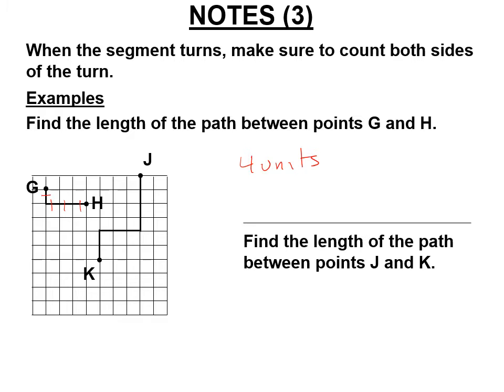Okay, now what is the distance between J and K? So 1 box, 2 boxes. We turn the corner: 3, 4, 5. Turn the corner: 6, 7, 8, 9 units. Make sure you can do that accurately. It's the number of boxes between J and K. So it's 9 units from J to K or K to J.